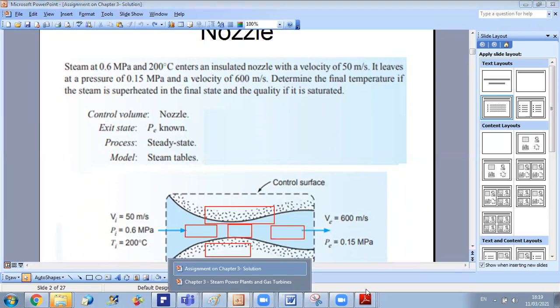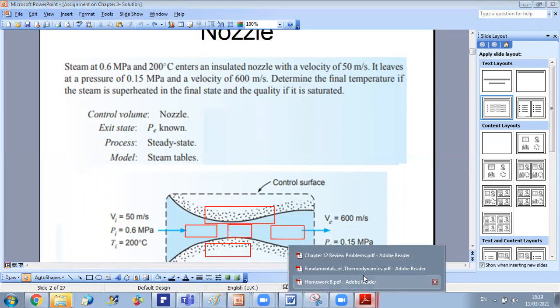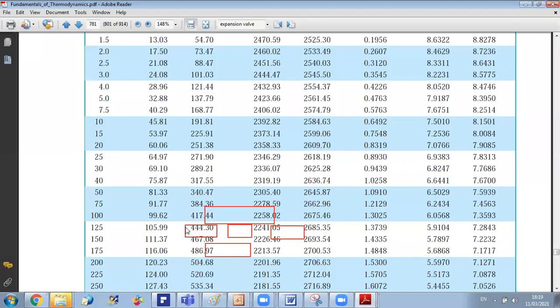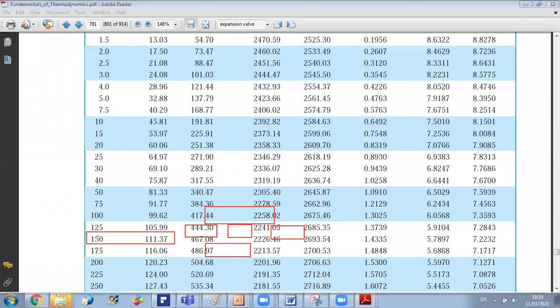You go back to the tables. The temperature will be equal to the saturated temperature. Okay, so here, what will be your saturated temperature? You can read it just next to the pressure. For this pressure, the saturated temperature is 111.37 degrees.